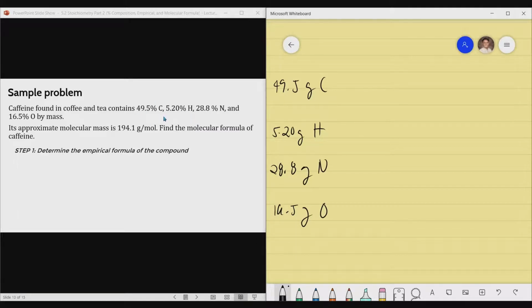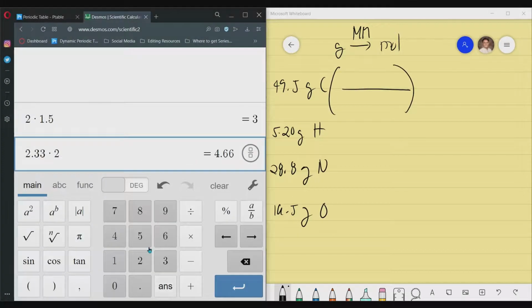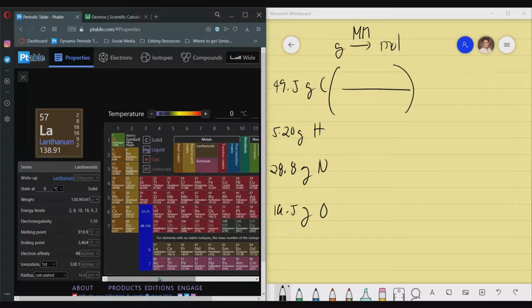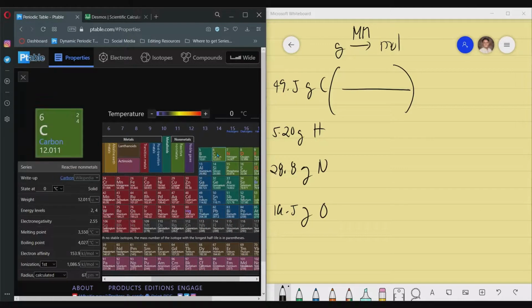So that is why we can directly translate 49.5%, and so on, into grams. What we'll do here is convert grams into moles by means of the molar mass of each element. Let me start with carbon. The molar mass of carbon is 12.01, rounded off to 2 decimal places. Grams will be cancelled. I now have the unit mole.